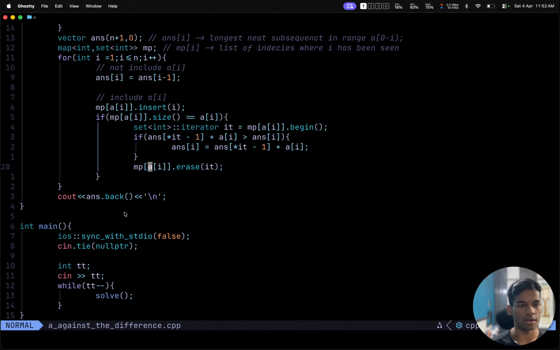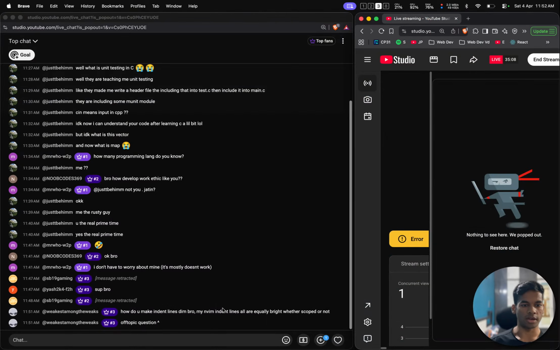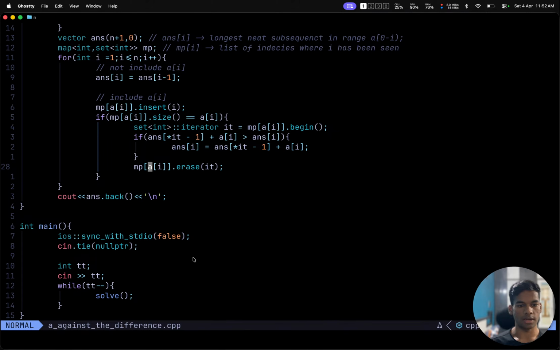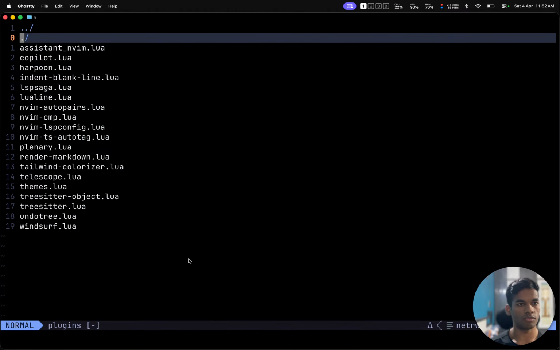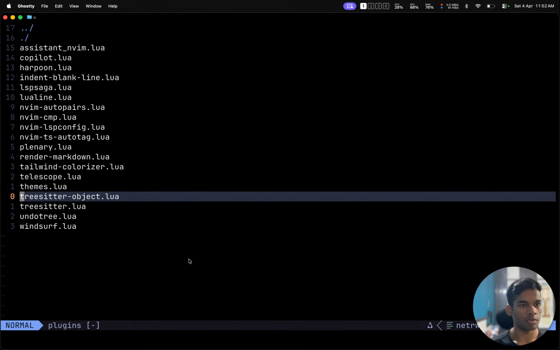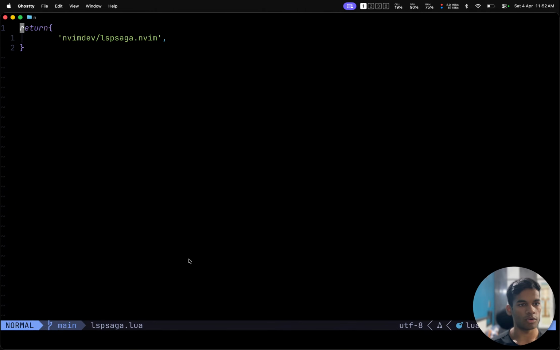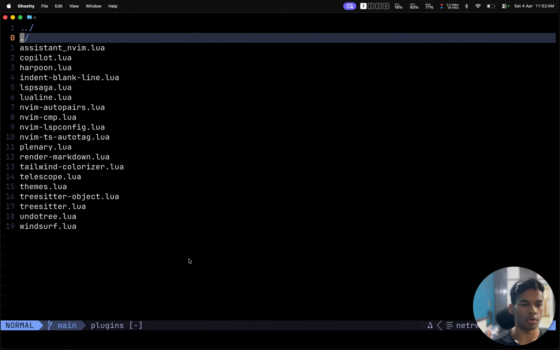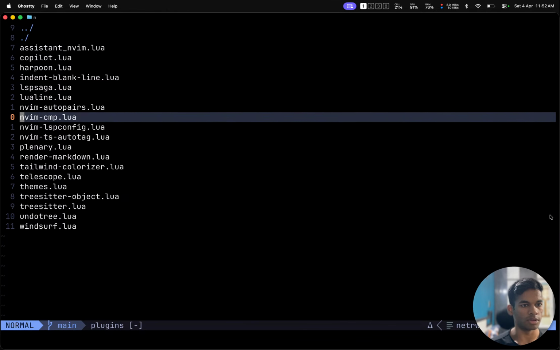Okay, I'm inside this indentation, so this line is bright. I think I'm using a plugin for this. I don't know specifically which plugin is doing this, but it is a plugin. Let me check it. These are the plugins. One of them is doing it. Could be LSP Saga, but not Lualine. Lualine is for this thing at the bottom. It is one of these plugins which is doing this.